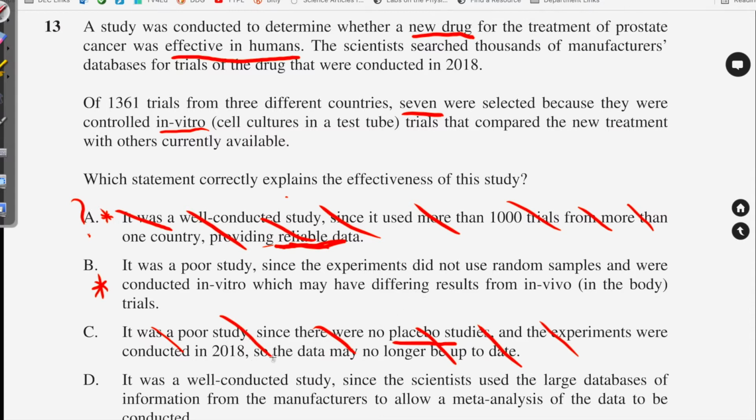It's a well-conducted study since the scientists used a large database of information from the manufacturers to allow meta-analysis of the data. Meta-analyses are actually a good thing to do, but all the data did come from the manufacturer. And so in that case we can get rid of this one here. And the reality is, our best answer, when you break that all down, is going to be B, because the other ones, while there are elements of truth in what they're saying, there are also statements they're making that actually are false.